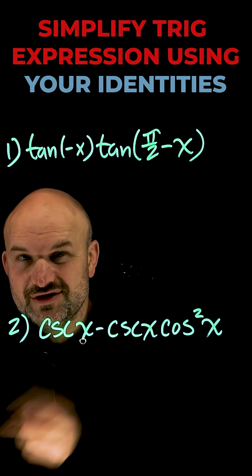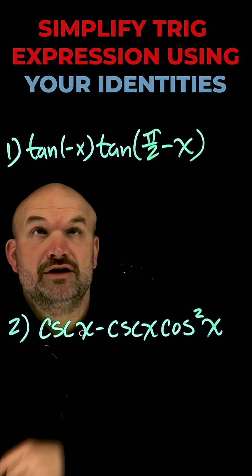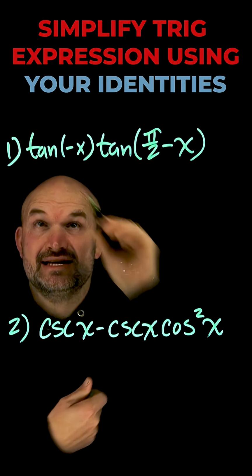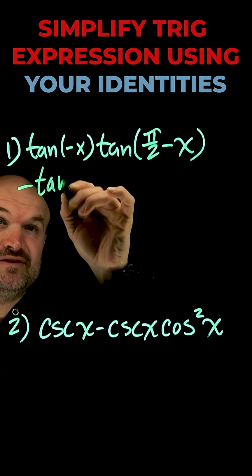To simplify these expressions, you need to know your identities and a little bit of algebra. In the first one, you can see whenever I have a negative x, I want you to think even-odd identities. The tangent of negative x is going to be a negative tangent of x.